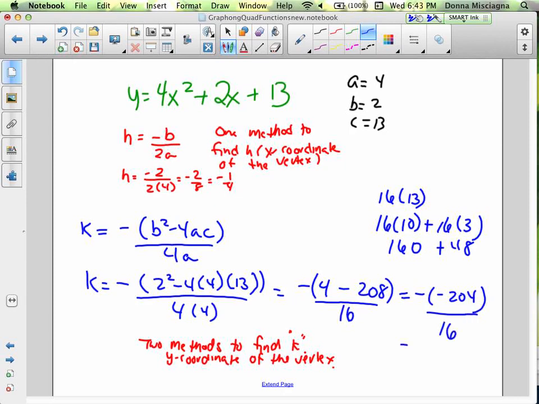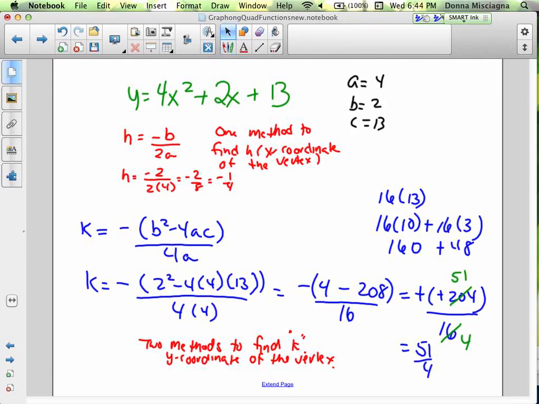All right, so the two negatives become a positive. And then 204 and 16, they're both divisible by 4, because 200 is, and 204 is just one more 4. So 4 will go into 204 51 times, and 4 will go into 16 4 times. So our answer is 51/4, that's our k value.